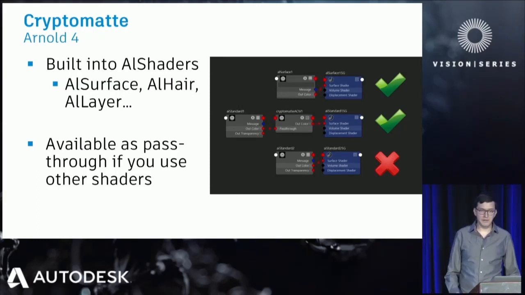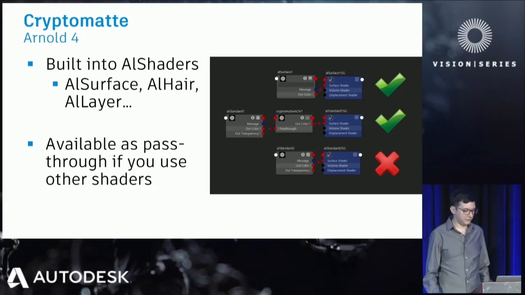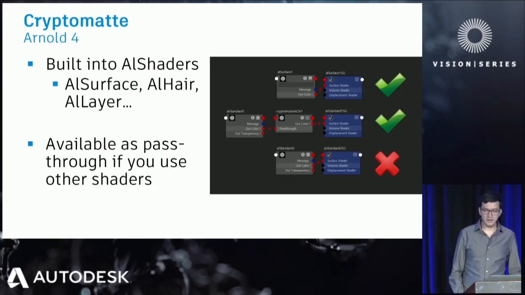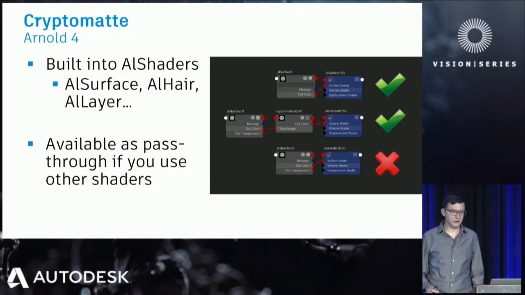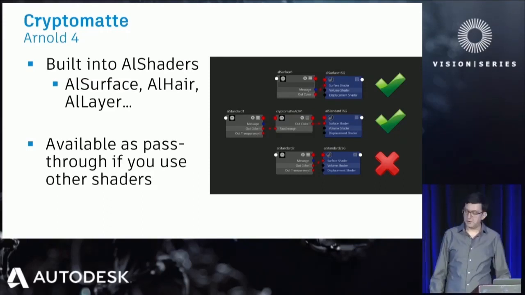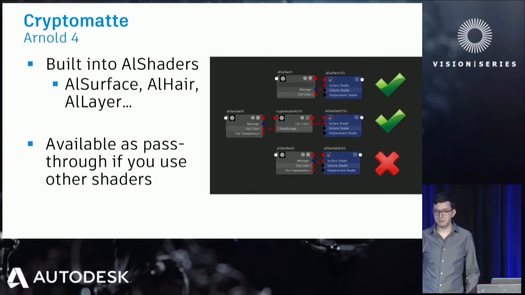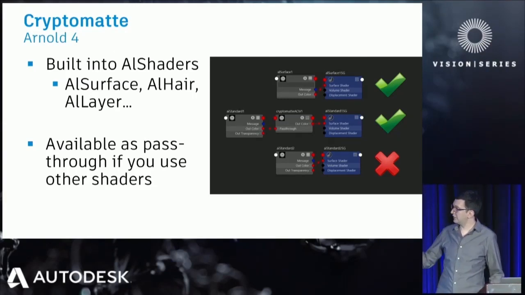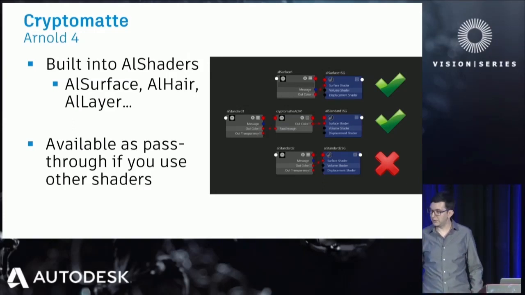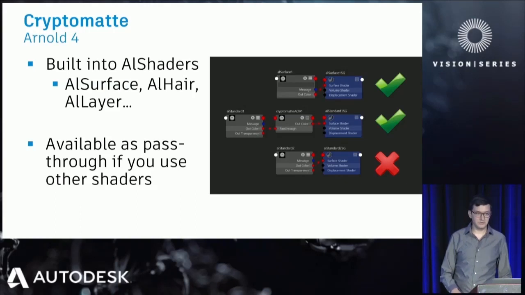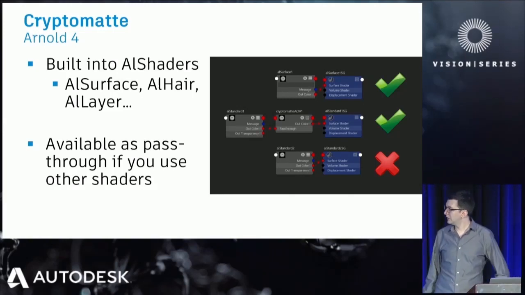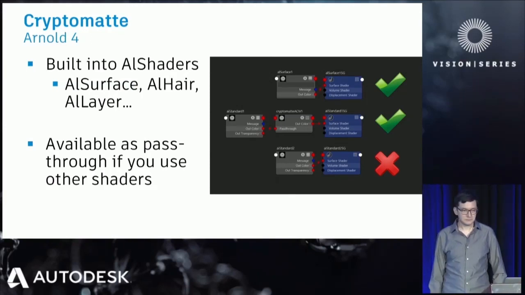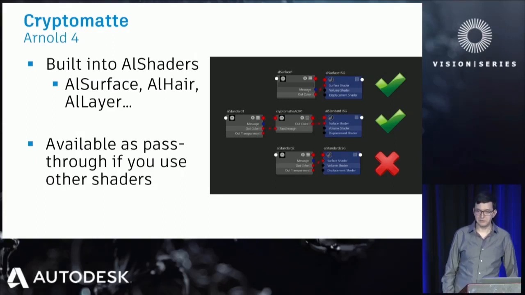In Arnold 4, we released Cryptomatte as part of AL shaders from Anders Langlands. That included AL surface, AL hair, AL layer, all of those have Cryptomatte built in. So in that first example up there, the green check mark, that's an AL surface. That will write a Cryptomatte just fine. In the second example, if you're using a shader that doesn't have Cryptomatte built in, like an AI standard, you can use this pass-through shader to make it write Cryptomattes. The way that a pass-through shader works in general is it will take the result from the standard shader, just pass it through without modifying it, but then do its own thing as well, in this case, writing Cryptomattes. And in the last example there, that's a standard shader without a Cryptomatte pass-through shader, so that, of course, won't write Cryptomattes.